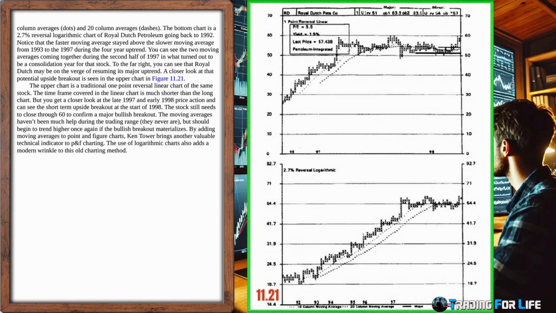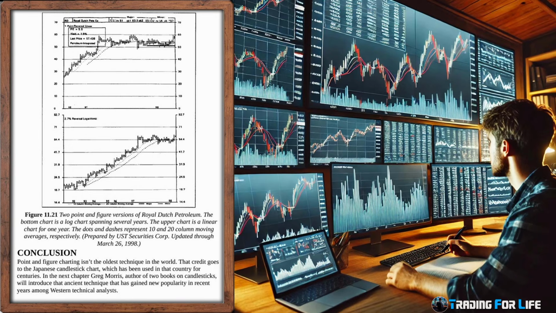The use of logarithmic charts also adds a modern wrinkle to this old charting method. Conclusion: point and figure charting isn't the oldest technique in the world. That credit goes to the Japanese candlestick chart, which has been used in that country for centuries. In the next chapter, Greg Morris, author of 2 books on candlesticks, will introduce that ancient technique that has gained new popularity in recent years among Western technical analysts.